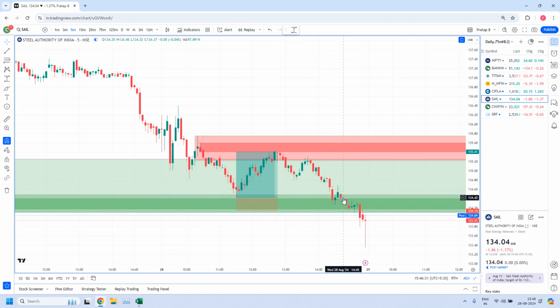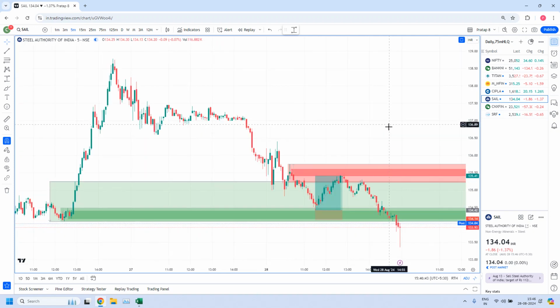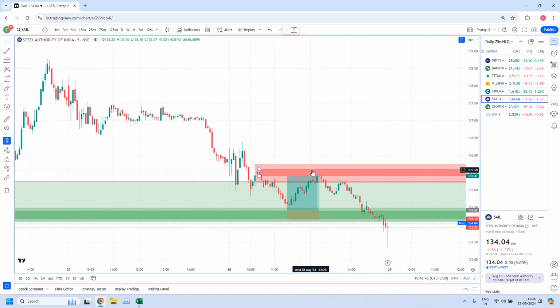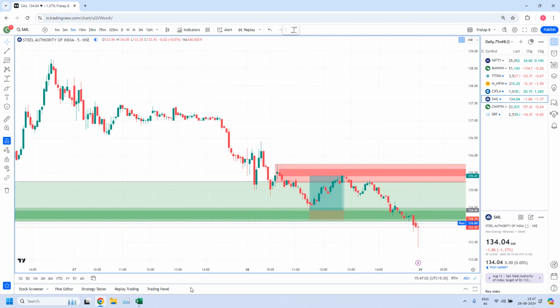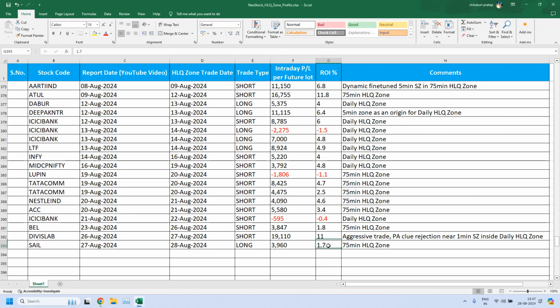After that again it turned back, and then finally during the last 15 minutes this entire zone is violated. The high liquidity zone is violated in the last 15 minutes of the trading session. But we got a successful trade. Till the 15-minute zone we got a successful trade at 11 o'clock 30 minutes, and at 12 o'clock 40 minutes it reached the target. So as I already told you, it is 1.7 ROI.